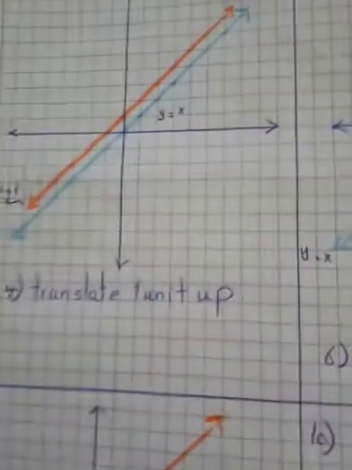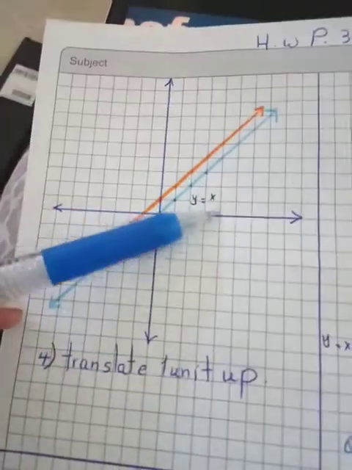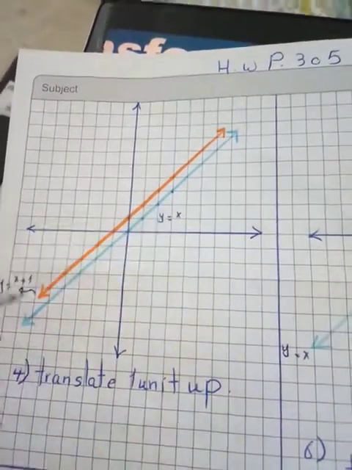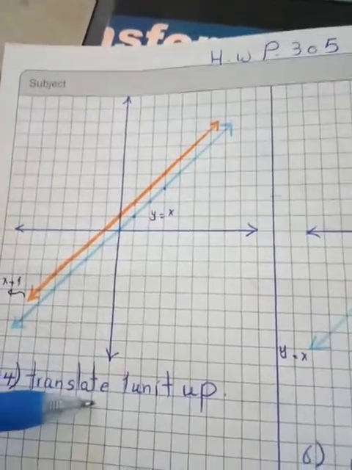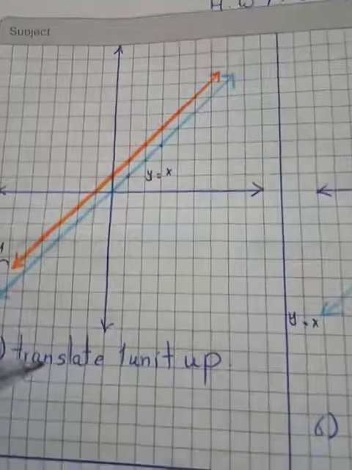If we compare between the slope, we have the same slope. Here the slope is 1 and the slope here is 1. But here the y-intercept is 0, but the y-intercept here is 1. So we have translate 1 unit up. And it's clear from the graph.